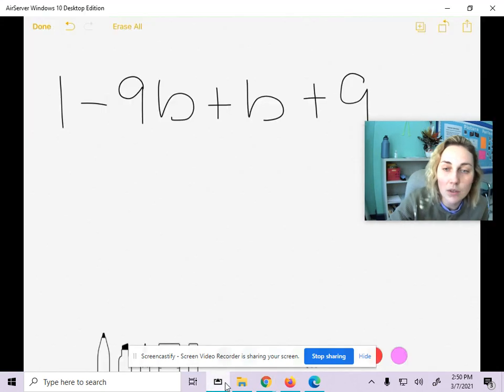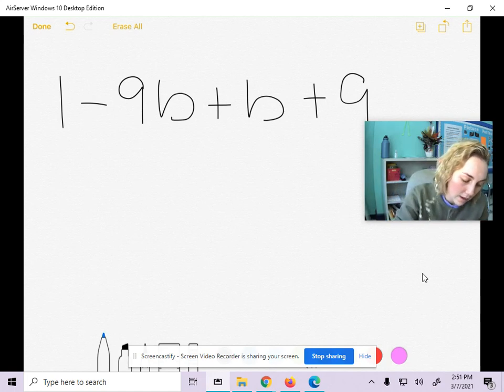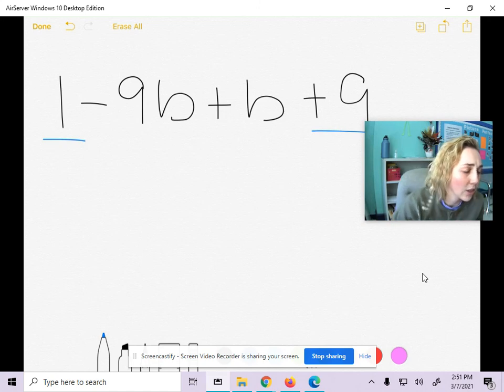So again, we need to locate which terms are like terms, and then we can combine those terms to create a simplified expression. So again, here's my first term. It's just a regular number. The only other term that is similar to this one is going to be plus 9. So those are going to be our like terms that we are going to combine. And then our second term, we have negative 9b.